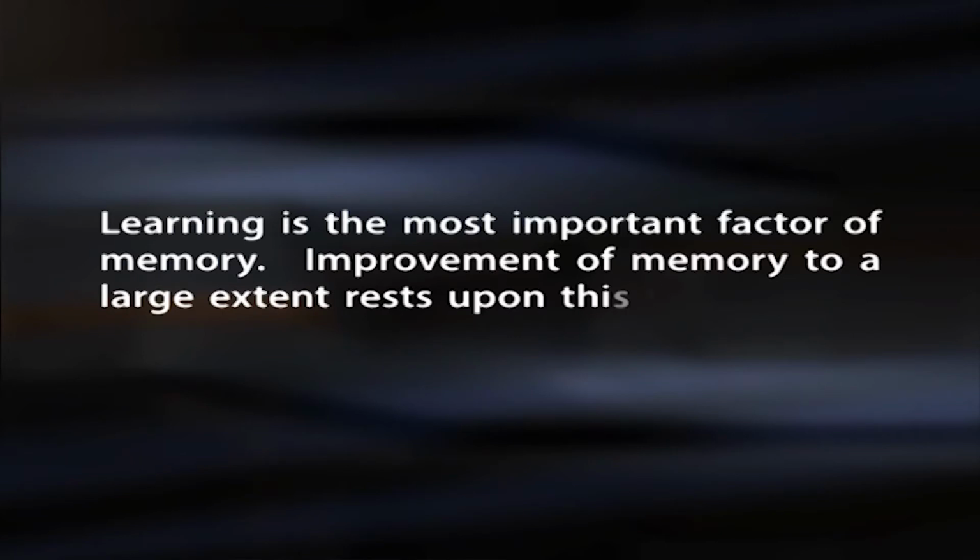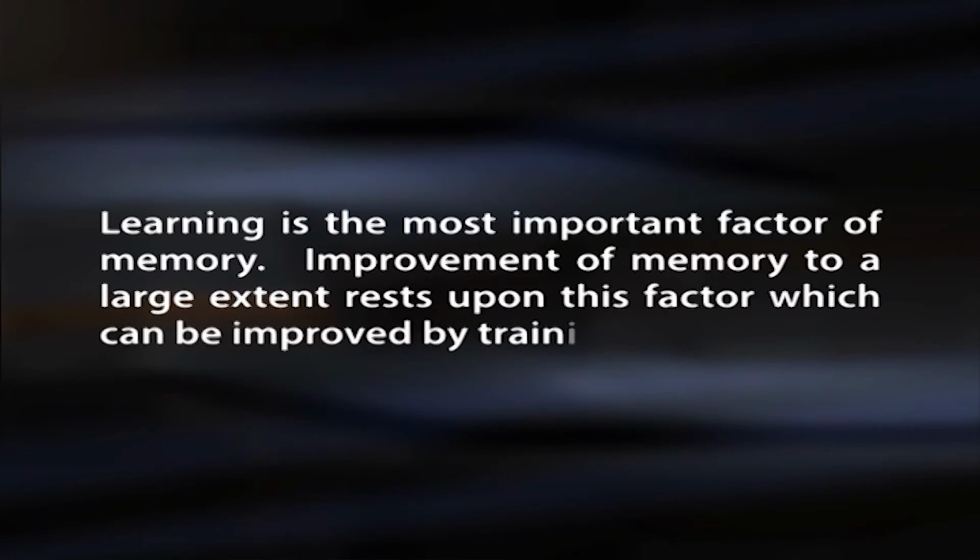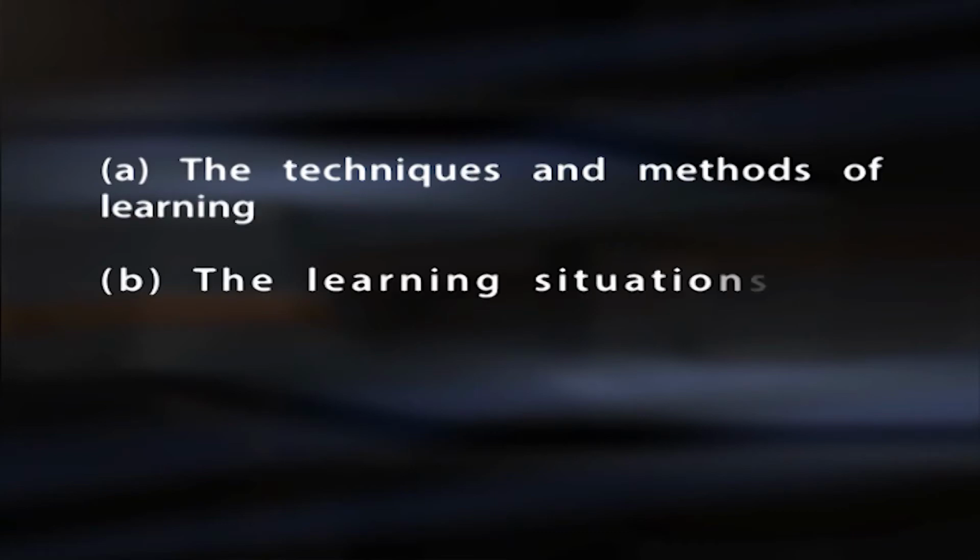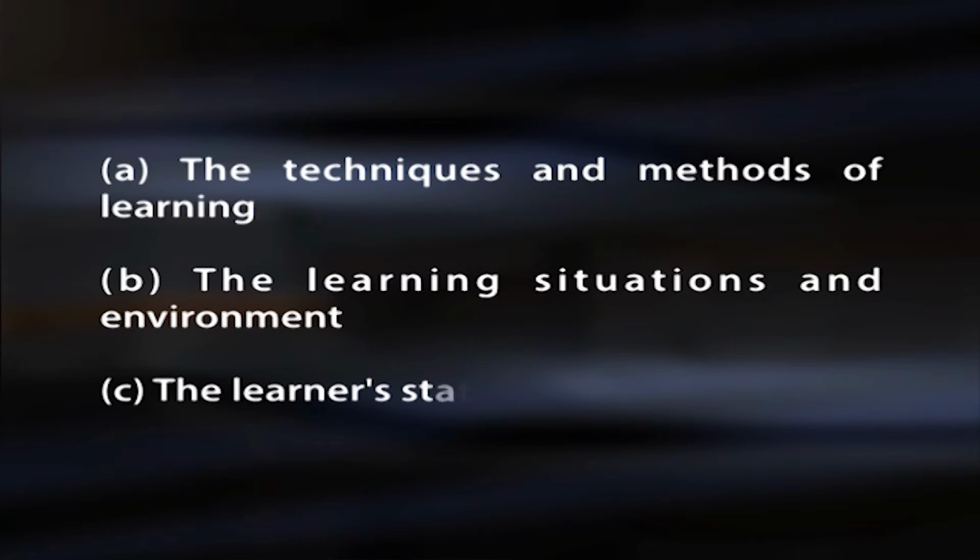Learning is the most important factor of memory. Improvement of memory to a large extent rests upon this factor, which can be improved by training. Improvement in learning is mainly influenced by the techniques and the methods of learning, the learning situations and the environment, and the learner's state of mind. Improvement in all these aspects calls for interest and earnestness on the part of the learner. Let us now examine some of the requirements and techniques which can lead to successful results.